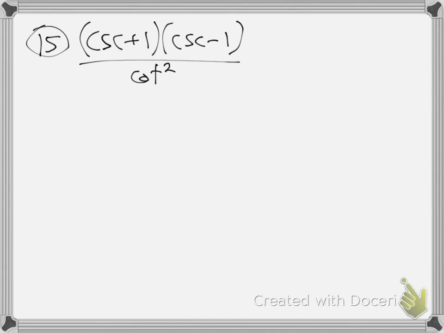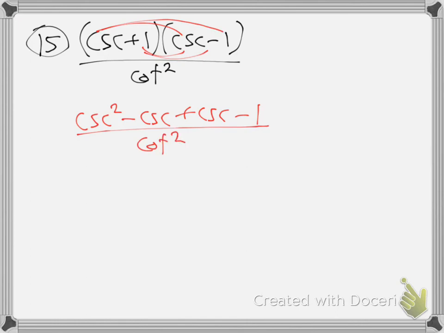Cotan squared. This one's another substitution, I think. Yep, so you want to FOIL out that top. How about in the interest of time, I go kind of quick, see if I can get through them for you. Just FOIL out that top. You'll get cosecant squared minus cosecant, plus cosecant minus 1, all over cotan squared.